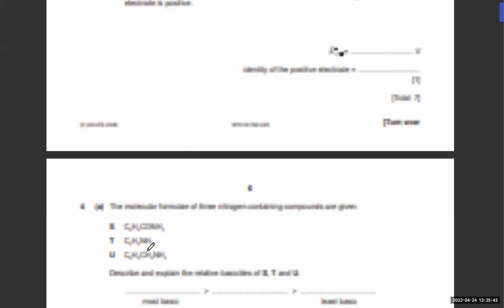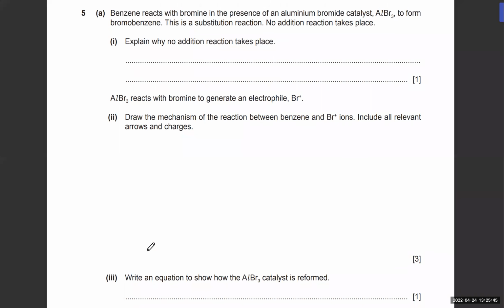Only question 5 part. Why no addition reaction takes place. Benzene reacts with bromine in the presence of an aluminum bromide catalyst to form bromobenzene. No addition reaction takes place. Explain why no addition reaction takes place.